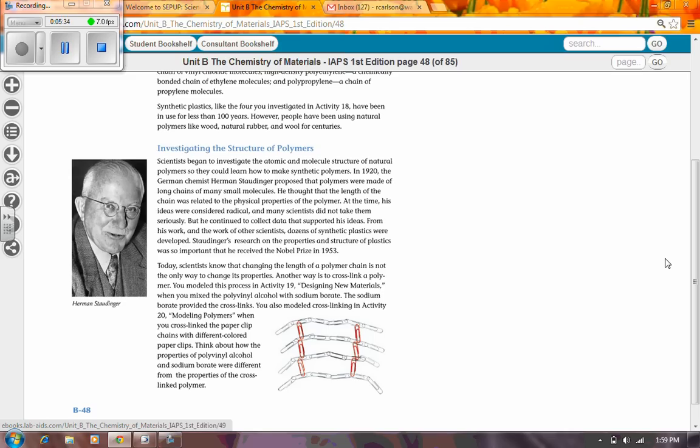Today, scientists know that changing the length of a polymer chain is not the only way to change its properties. Another way is to cross-link a polymer. You modeled this process in Activity 19, Designing New Materials. When you mixed the polyvinyl alcohol with sodium borate, the sodium borate provided the cross-links. You also modeled cross-linking in Activity 20, Modeling Polymers, when you cross-linked paperclip chains with differently colored paperclips. Think about how the properties of the polyvinyl alcohol and the sodium borate were different from the properties of the cross-linked polymer.